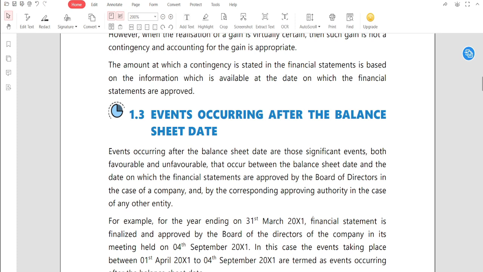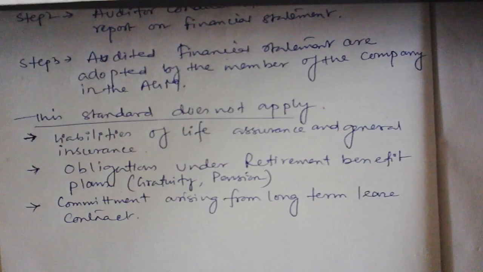But sir, before starting this, I am going to talk about a lot of points. Before starting with events occurring after the balance sheet date, I am going to talk about a lot of things here. We will discuss many things, and after that we will go ahead. Okay sir, there are still many things to discuss, then we will move ahead. Come on, you will keep copying, there are a lot of notes that we will write now.